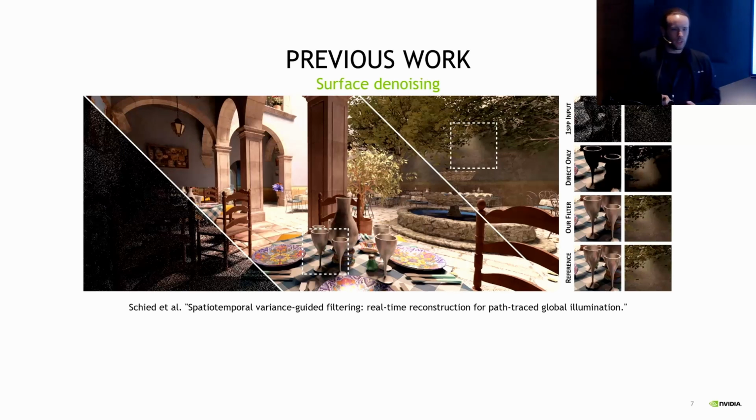For example, one of these edge stoppers could be normal deviation. You don't want to blur over an edge in the image, or depth deviation. It also uses variance to further guide the filter, but it needs a lot of tweaking, right? Because you need to come up with a good heuristic, both for the filter and also for temporal reuse.